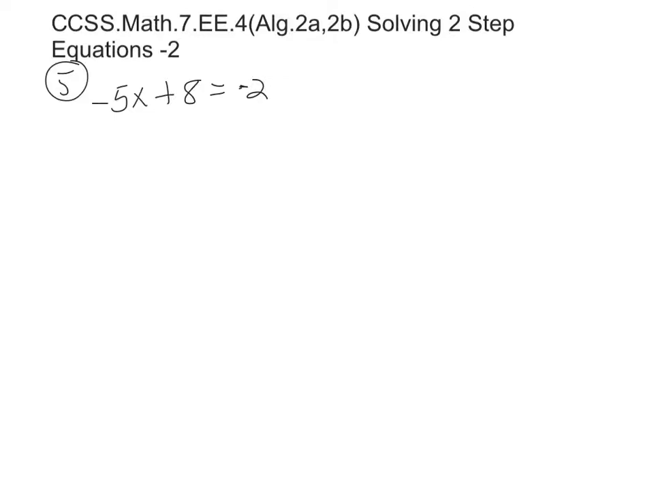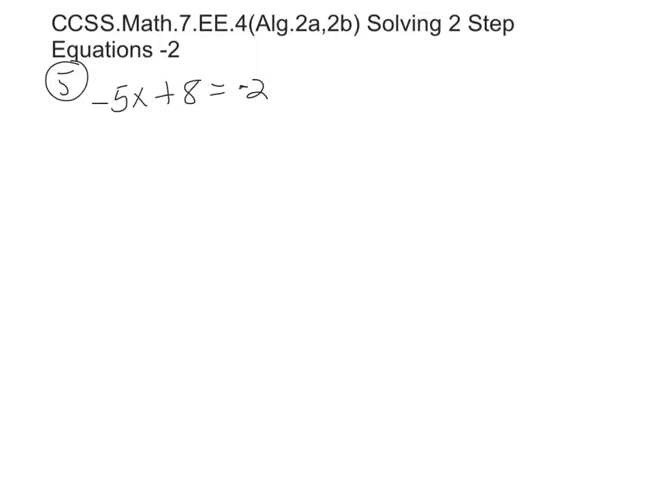Common Core State Standards, Math, 7th grade, Expressions and Equations for Algebra 2A and 2B, and we're solving two-step equations. And this is our 5th example, and so I'm hoping you're catching on. On this one here, we have negative 5x plus 8 equals negative 2. So, it's a balance. You want to keep one side equal to the other.